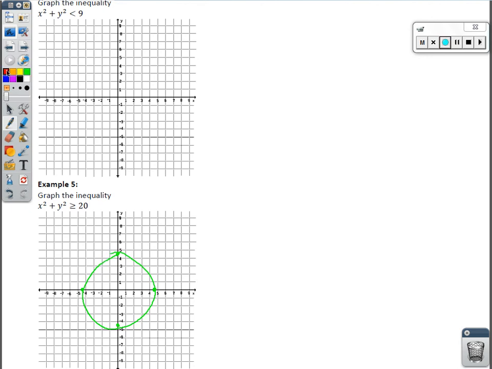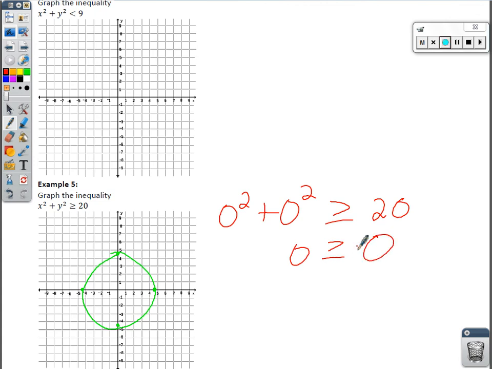And then we want greater than. So if we think about putting in the point 0, 0 again, we get 0 squared plus 0 squared is greater than or equal to 20, which says that 0 is greater than or equal to 20. That is not true. That's false. So we do not shade the part with 0, 0.